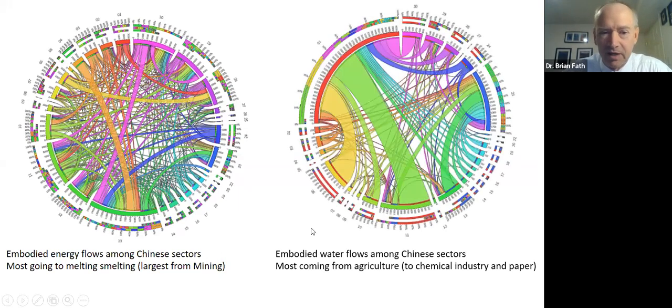Same thing with embodied water now. What you see here is, again, maybe not surprising, most of the embodied water is coming from agriculture. A nice result that confirms what we already know about that. Interestingly, though, the largest amount seems to be going to the chemical industry and paper. That's this flow here. So yeah, that's a way of tracking through the embodied energy and embodied water.